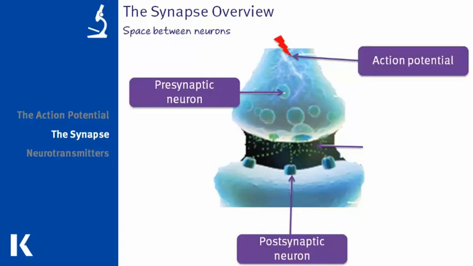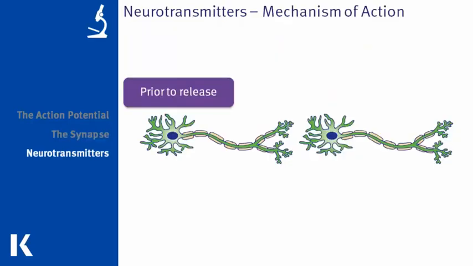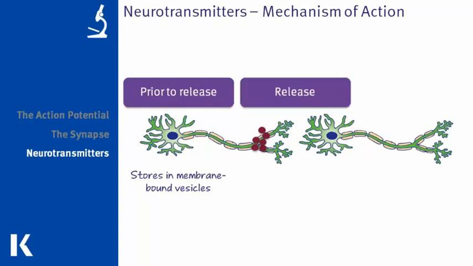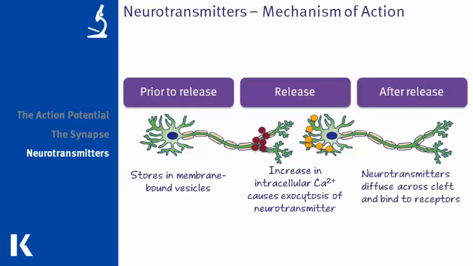Way at the top, we have our action potential, which has traveled quite a long way to get here. When this action potential reaches the presynaptic terminal, it triggers the release of neurotransmitters into the synapse. Prior to release, neurotransmitters are stored in membrane-bound vesicles in the presynaptic terminal. When the action potential reaches the nerve terminal, voltage-gated calcium channels open and calcium flows into the cell. This influx of calcium signals the vesicles to fuse with the presynaptic membrane, releasing neurotransmitters into the synapse via exocytosis. The neurotransmitters will then travel across the synapse and bind to receptors on the postsynaptic membrane, where they will have an effect on the second neuron.